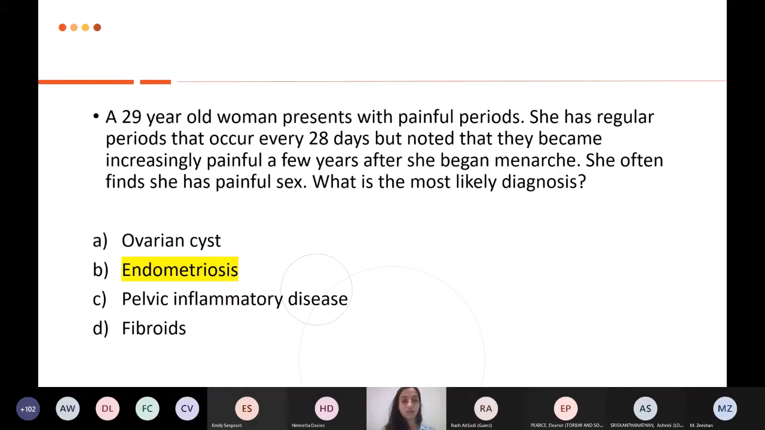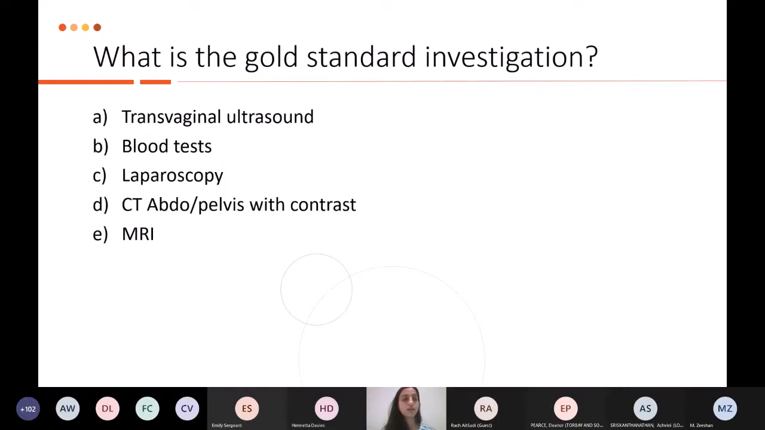So let's talk a little bit. I'll come back to endometriosis, but if you were diagnosing her as having endometriosis, what's our gold standard investigation going to be?